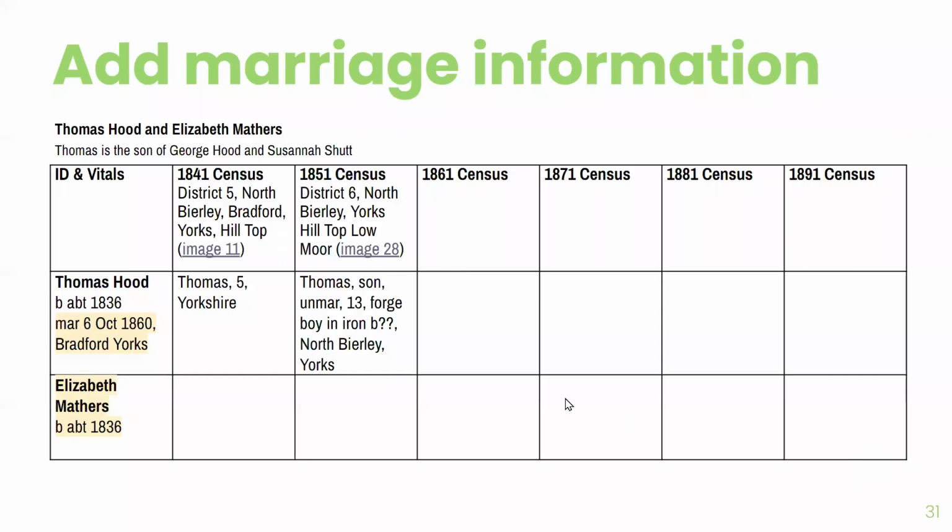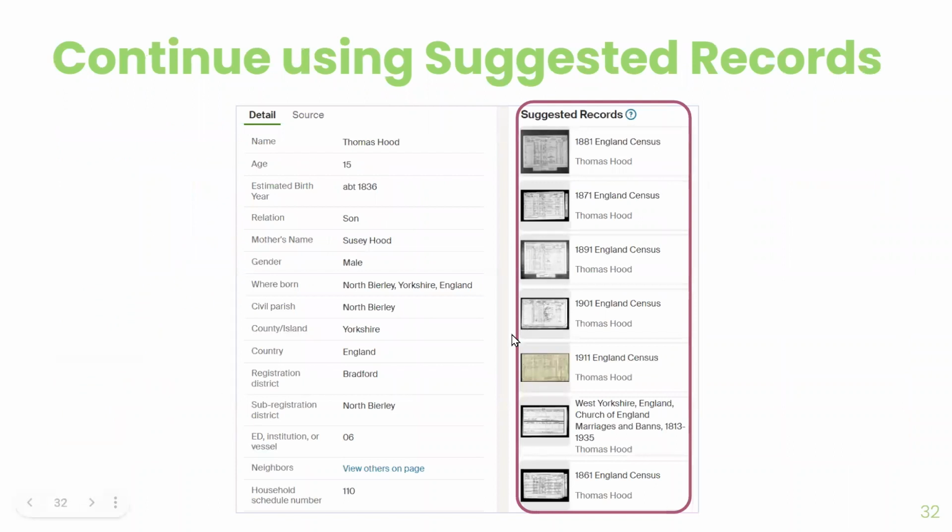So then we add the marriage information to the grid. So I put the marriage date here, and I usually link to the source as well. So marriage date and location, and now I can create a row for Elizabeth. Then we go back to suggested records and we say, okay, we've got 41, 51, marriage in 60. Let's try and find the family a year after their marriage in the 1861 census.